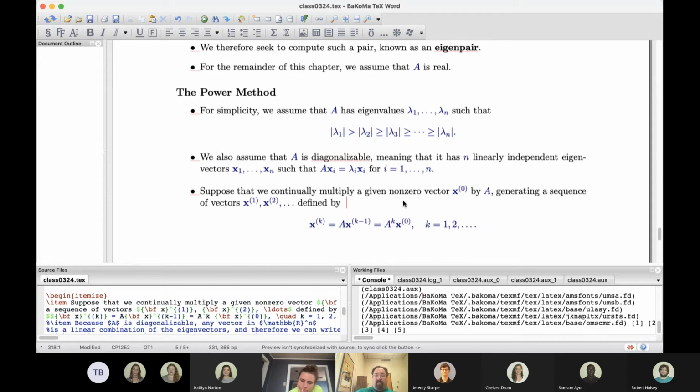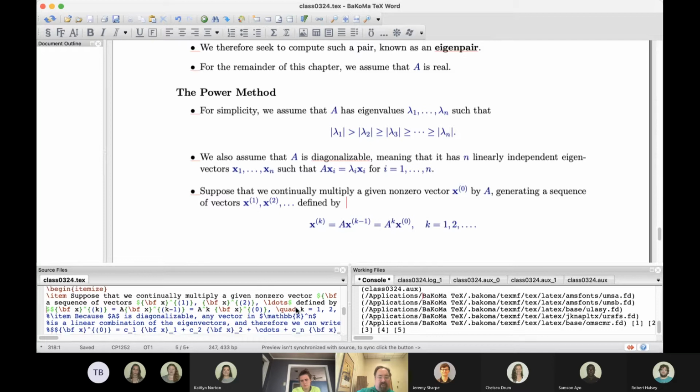So let's suppose I have an initial guess of an eigenvector, x0. What I do is take this initial guess and keep multiplying by A nonstop. That gives me a sequence of vectors. Each vector is just A times the last one. In other words, xk would be A to the k power times x0.